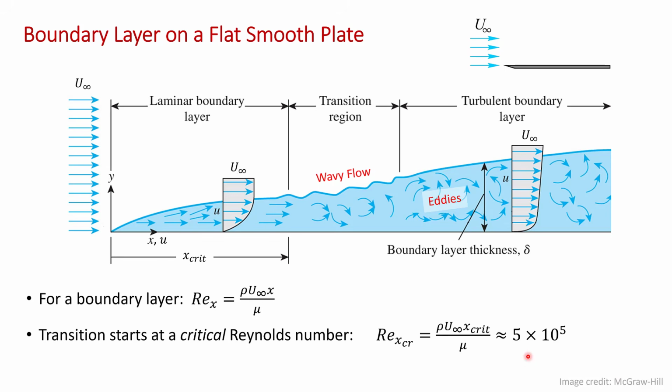Now, this is just an approximation. For example, you could get transition at a lower Reynolds number, so in other words, closer to the leading edge, if there was a high level of free stream turbulence, or if the surface of the plate was roughened. So recall that for a pipe, we took the critical Reynolds number to be about 2,300, but for flow over a flat plate, the critical Reynolds number for transition is about 500,000, based on the distance from the leading edge.